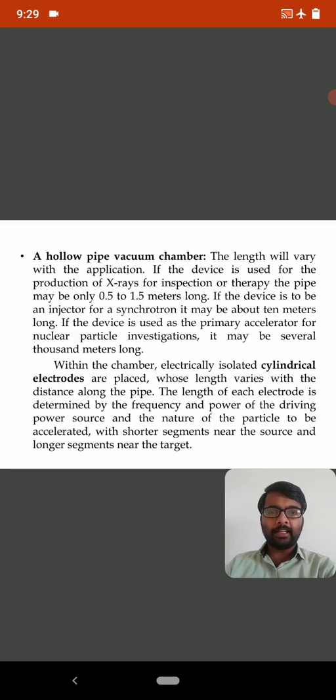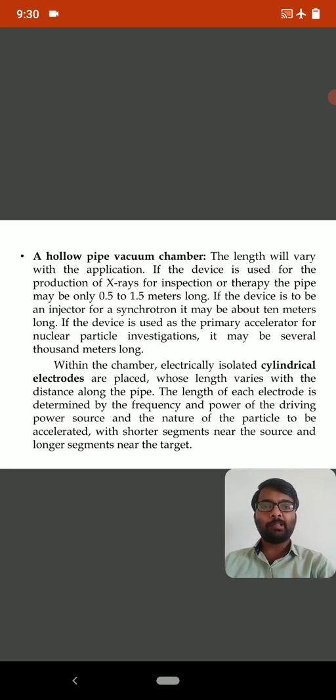If this linear accelerator is used as the primary accelerator for nuclear particle investigations, then in such cases the length of this accelerating column should be several thousand meters long, that is, of the order of 1000 meters. So depending upon the variety of applications, the length of this accelerating column changes.